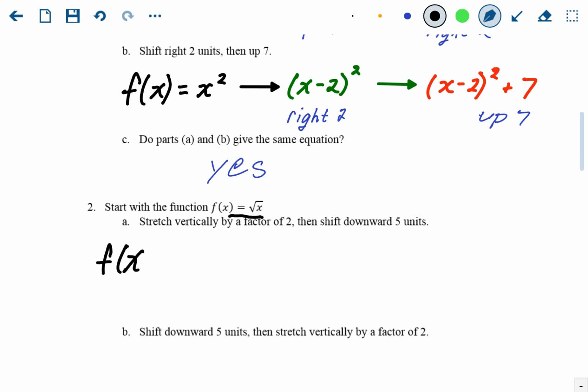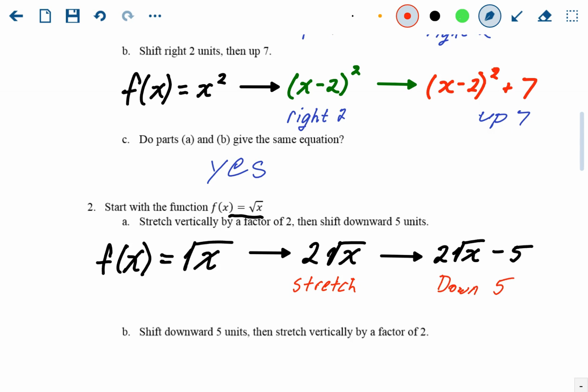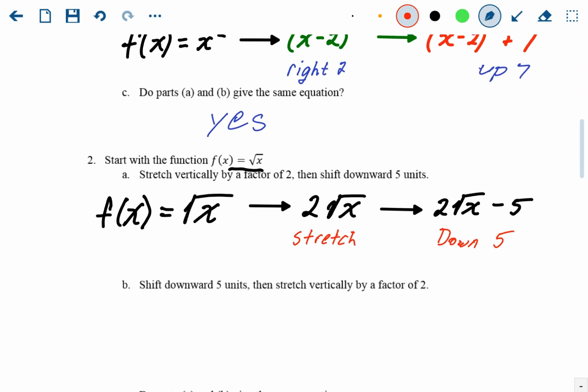The second one, now we're starting with the square root of x, so just a different parent function. This one we're going to stretch vertically by a factor of 2, and then shift down 5 units. So the vertical factor of 2, remember for a stretch or a compress that goes out front, so you'd multiply by 2 out front, and then to shift it down 5 units, you'd do minus 5 at the end. Again, the vertical translations up and down are always at the end. The dilations, the stretchings and compressions, are multiplied in front, and then left and rights are inside the function.